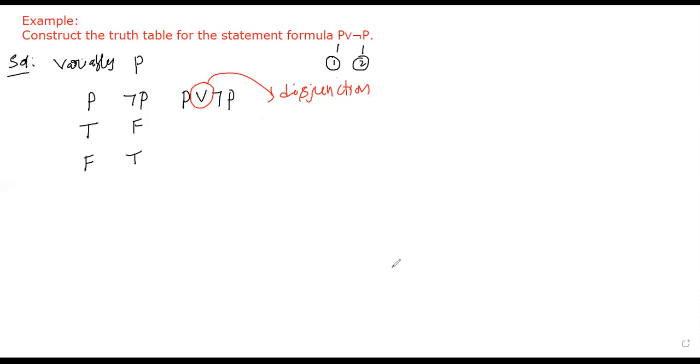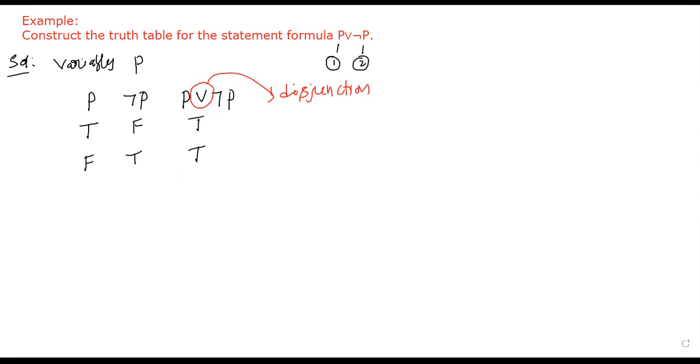That's why, see here, P is true, negation P is false. Then P or negation P, what happened? True. Very good. Next, P is false, negation P is true. Then true. So P or negation P is true. This is the truth table of P disjunction negation P. Do you understand? Yes, sir. Very good.